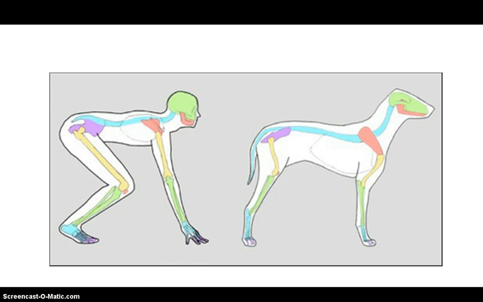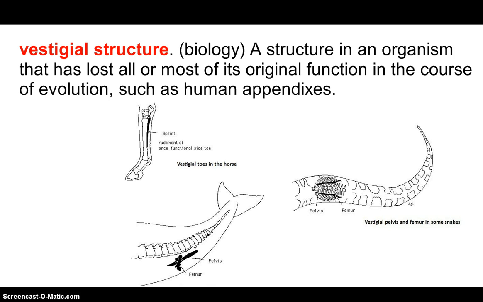We share a common ancestor. We're both mammals. And then the other piece of evidence, other than homologous and analogous structures, is these things called vestigial structures. These are structures in an organism that have lost all or most of their original function in the course of evolution, such as human appendixes. We have an appendix, but we don't really use it for anything.